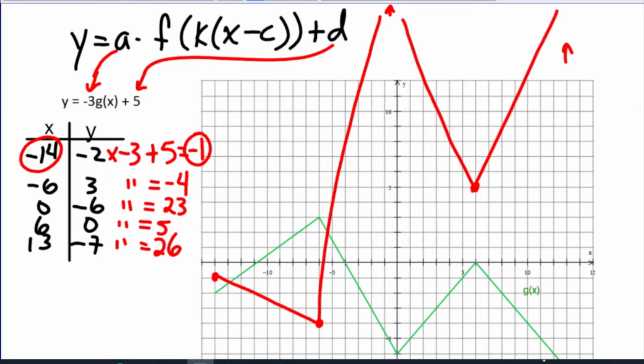And what we're seeing here is the effect of the -3, which is two things. It is a reflection in the x-axis. So that means it is a vertical reflection, flipping the entire graph upside down. Plus, it is stretching it by a factor of 3, and then moving everything up by 5. So this is the overall effect of that series of transformations.